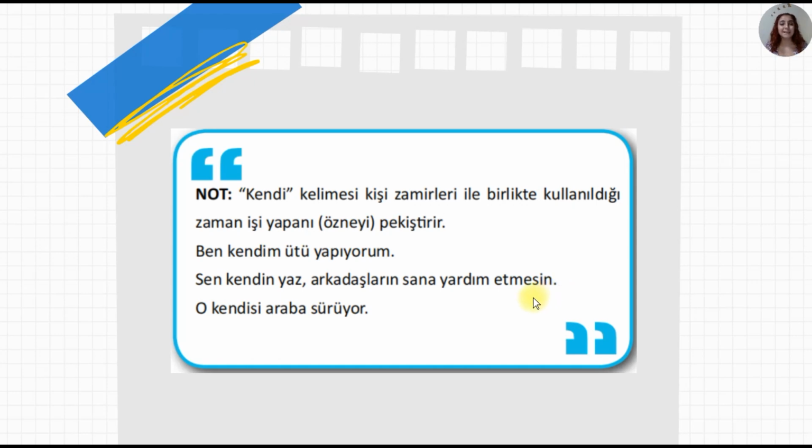Okay. O kendisi araba sürüyor. Araba sürmek, to drive. And he or she is driving by himself. And here, instead of o, I can only say kendisi araba sürüyor. But now I want to say o, Ali, Ayşe, he or she. And the subject is emphasized here. This is just extra information.